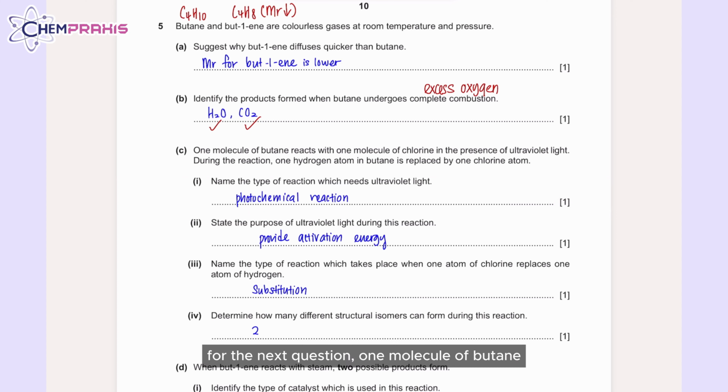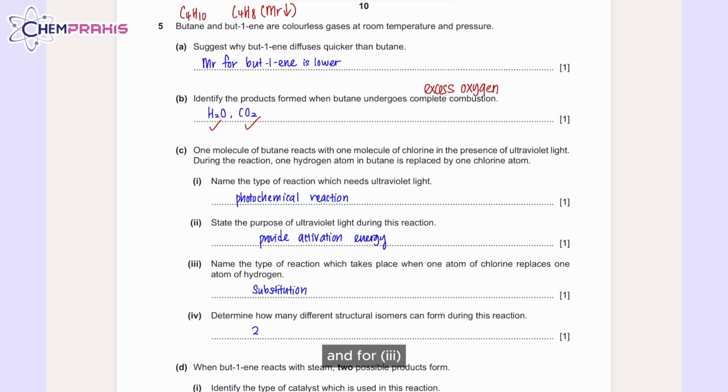For the next question, one molecule of butane reacts with one molecule of chlorine in the presence of UV light. During the reaction, one hydrogen atom in butane is replaced by one chlorine atom. Name the type of reaction which needs UV light. We usually call it a photochemical reaction, for example photosynthesis, which requires light as well. And then state the purpose of UV light during this reaction. It will provide activation energy to break the bond and to let the reaction happen.